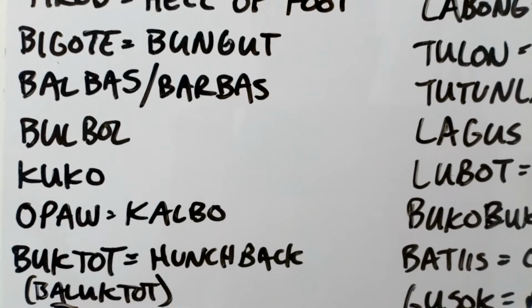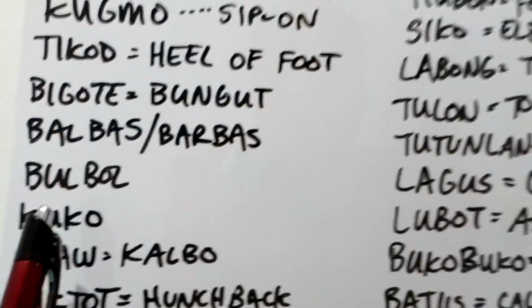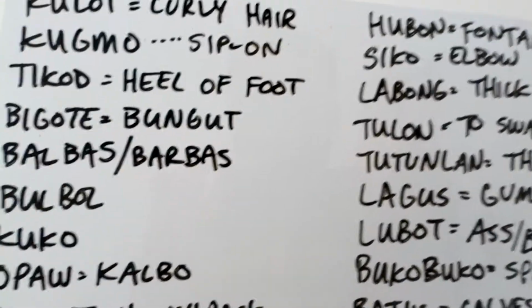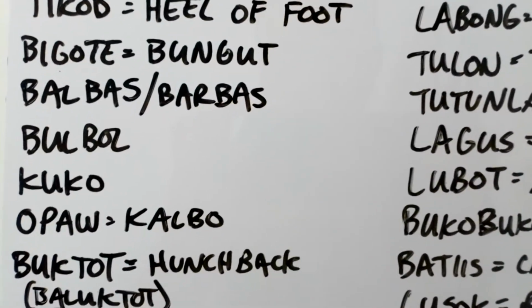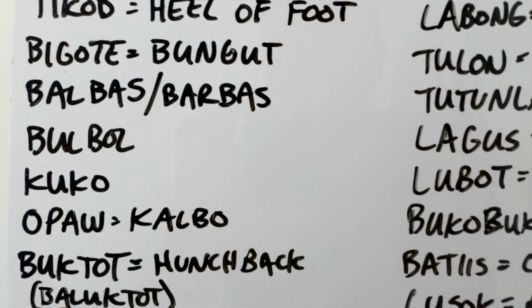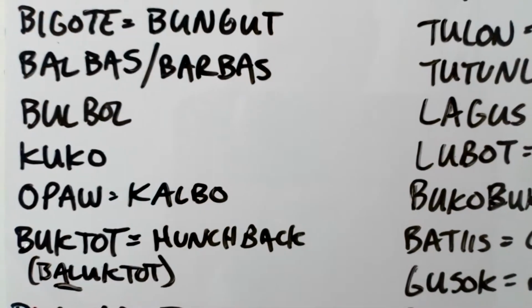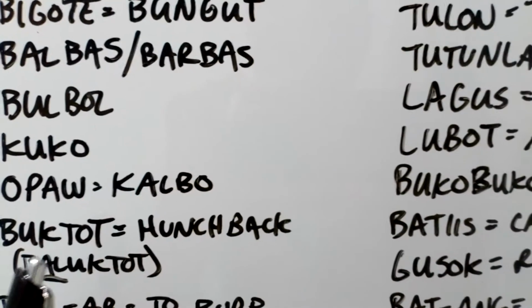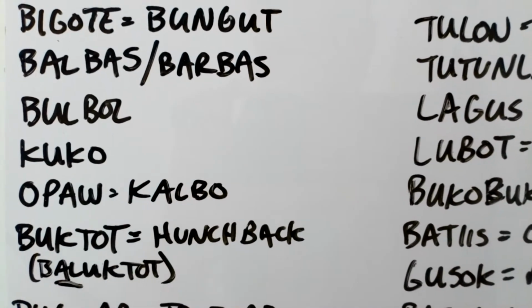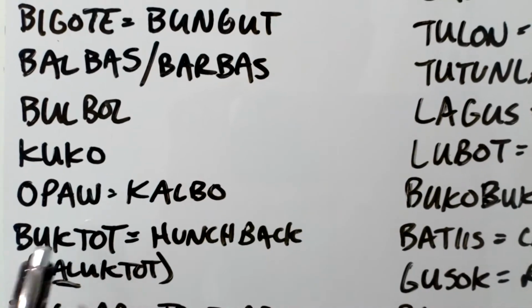Bulbul means pubic hair, right? And bulbul can be a type of what we learned, kulot, which is curly hair. Bulbul is just specifically pubic hair. Kuko meaning your nails, right? The nails on your fingers, the nails on your toes. Kuko. And listen to that last glottal stop, kuko, right?